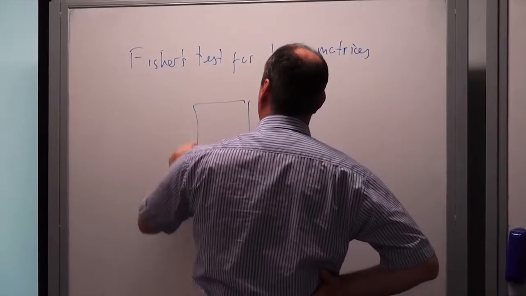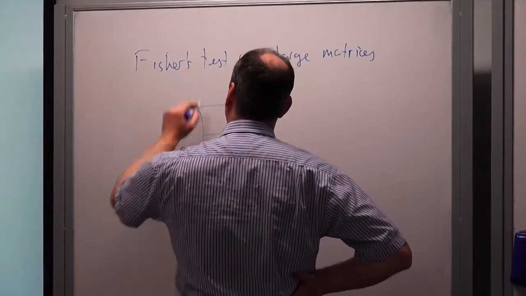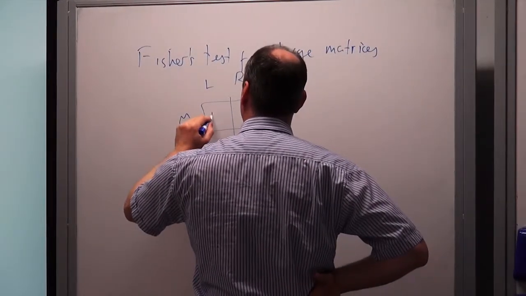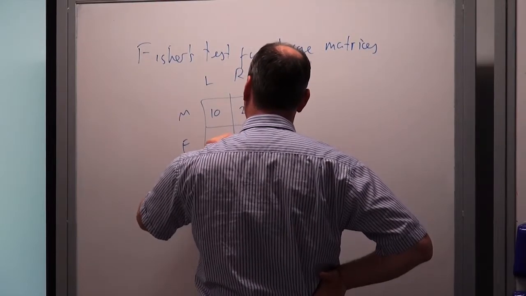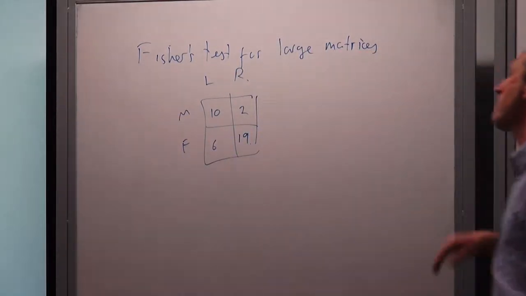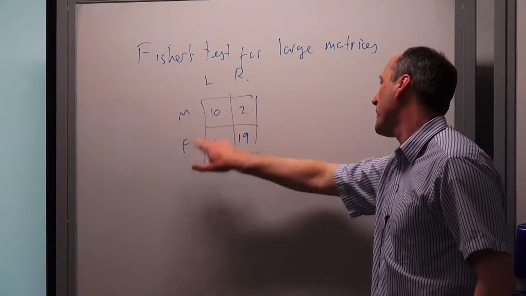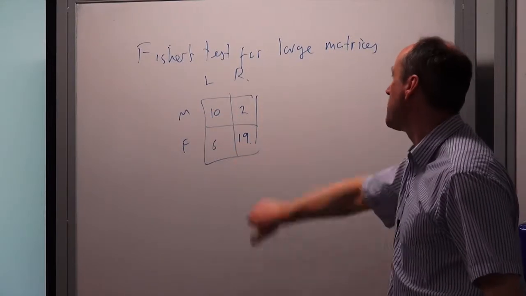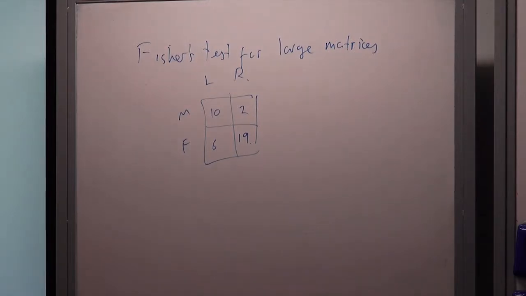You'll remember that this classic Fisher's exact test was this: male and female, left-handed and right-handed, and you might have 10, 2, 6, and 19 there. And so what this shows is, to a good approximation, the majority of men are left-handed, and the majority of females are right-handed. And we talked about that and used it, and lots of you are using it in your project.